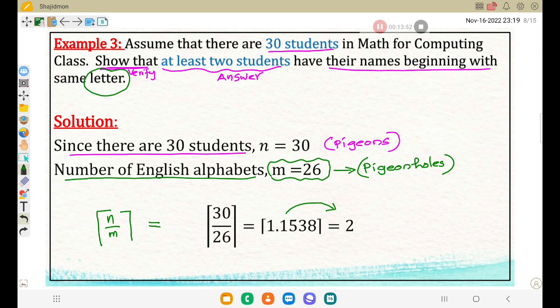That means one of the letters, the pigeonhole here, correct, must have 2 students whose names start with that letter. That is the meaning in this question. I hope you understood that, the value is equal to 2 here. The answer is given in the question: show that at least 2 students. 2 is the answer, so we just need to verify. Show that means just to verify whether the answer is correct or not by using the pigeonhole principle.